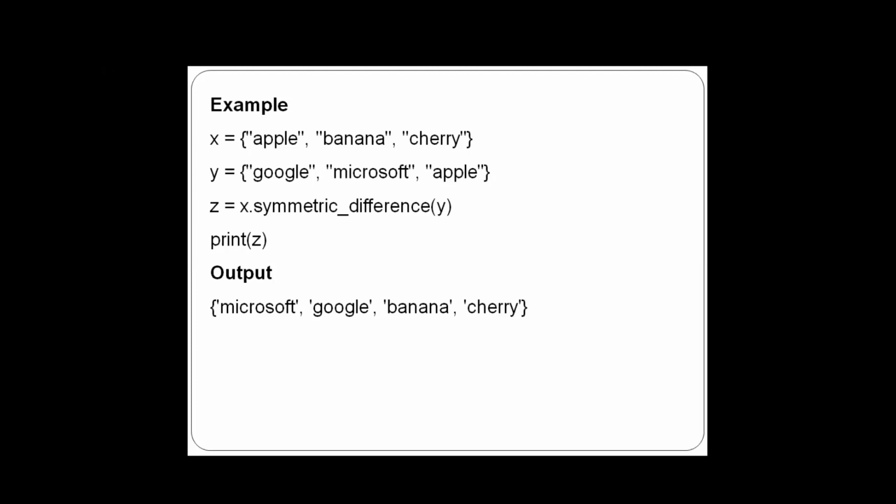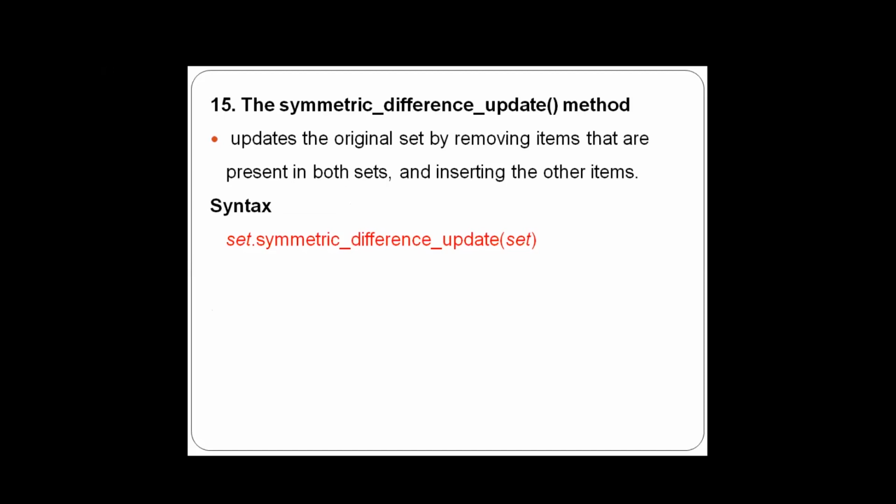Can you be a little bit louder? The same element in both sets will be removed, and the remaining elements will be shown. The common element, that is apple, will be removed, and the sets will be combined together and the output will be printed. This is called symmetric difference.